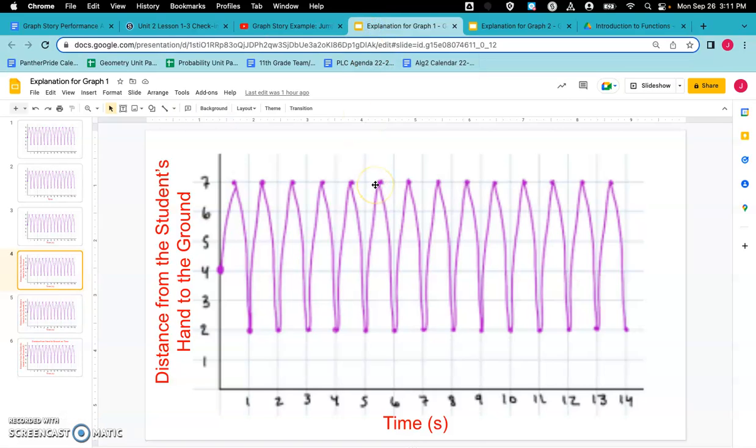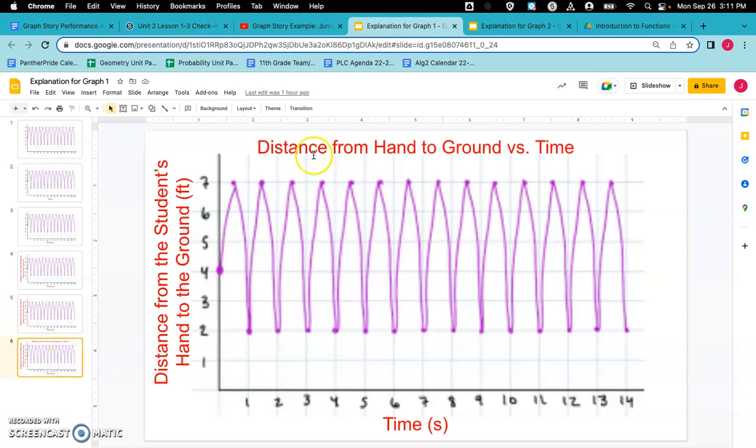It's just a model. Okay, so distance from the student's hand to the ground, that's what's going on the y-axis. And we're measuring that in feet. So then how do we title the graph? Well, it's really important that you figure out what your input and your output is, because once you know what to put on the y-axis and the x-axis, it's really easy to come up with a title.